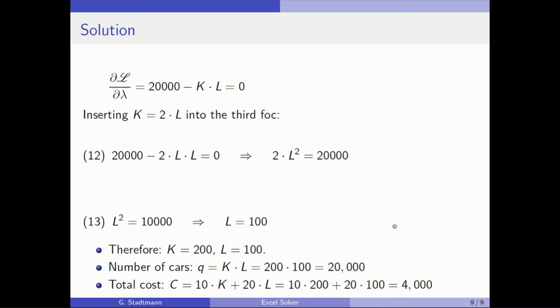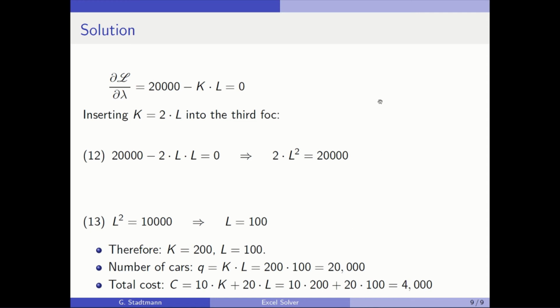The number of cars produced, of course, is equal to 20,000. This is our side constraint. And the total cost, this is the most interesting answer to our question. Total costs are minimized, and the costs are equal to 4,000 currency units.